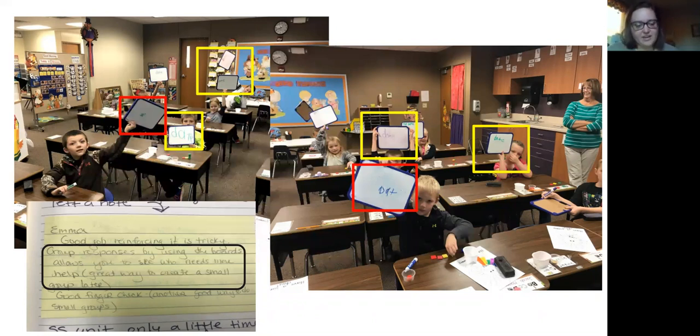And if they still didn't get it after the next word, I'm like, okay, these kids, we need to review again later. I included in here just a little note from the principal. She was in there reviewing that day. And she said, group responses by using the boards allows you to see who needs more help. Great way to create small groups later, which was my exact thinking.